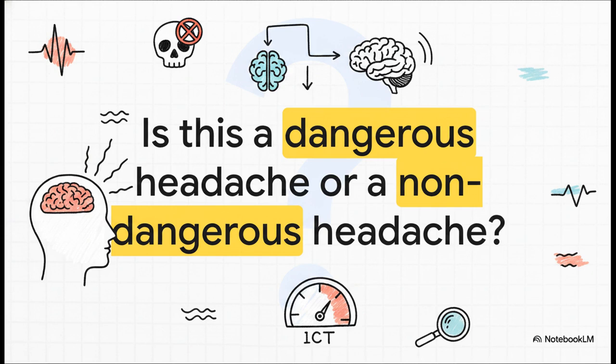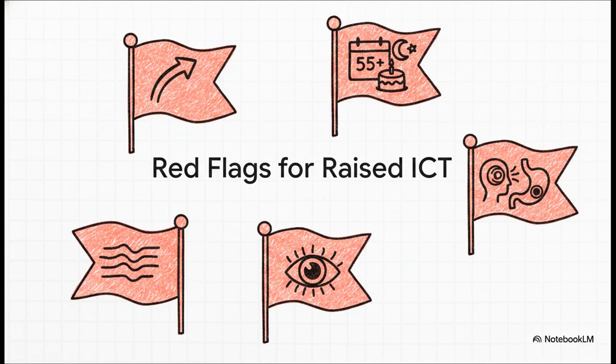And for our purposes today, when we say dangerous, what we're really talking about is a headache caused by increased intracranial tension, or ICT. So you've got to be on the lookout for red flags, right? These are the signs that scream danger and mean you need to get imaging right away. For example, if someone over 55 gets a brand new headache, you have to think about giant cell arteritis. Or if the headache is so bad it wakes them up from sleep at night, that is a really ominous sign of raised pressure inside the skull.